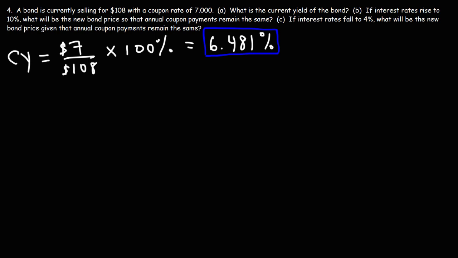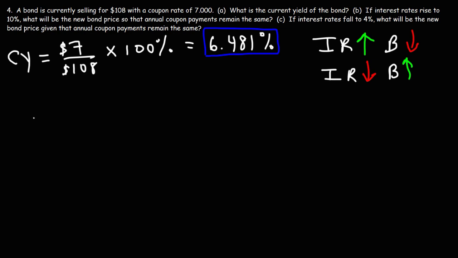Now, part B, if interest rates rise to 10%, what will be the new bond price so that the annual coupon payments remain the same? Well, we know that when interest rates rise, bond prices fall. And the reverse is true. When interest rates fall, that is prevailing interest rates, bond prices rise in value. And this problem is going to illustrate that.